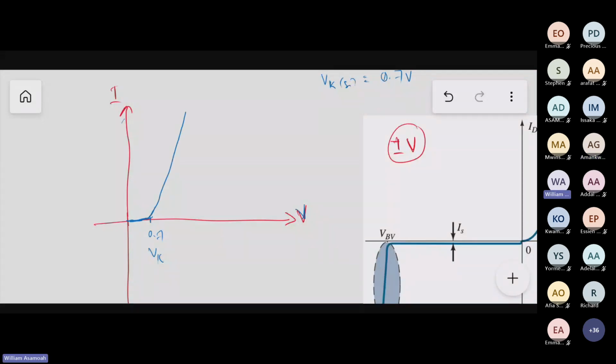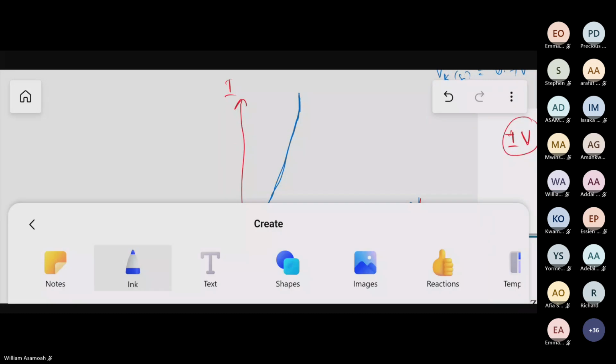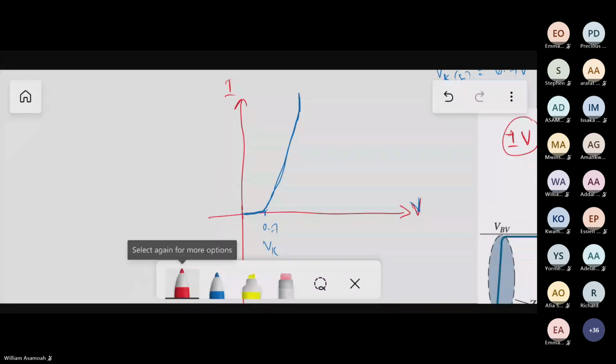Then current can flow exponentially. Current will flow exponentially, so it's not a straight line. It starts like this, until it reaches the maximum that it can take. I told you that every diode has a maximum. So when it reaches the maximum, it can't increase again. Then it stays there. Now, in the reverse side, what happens is this.